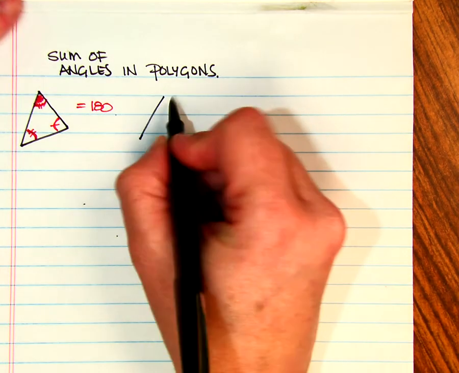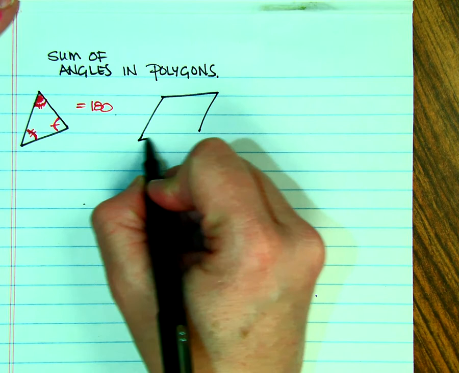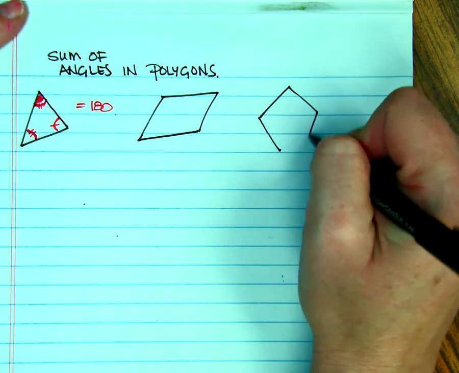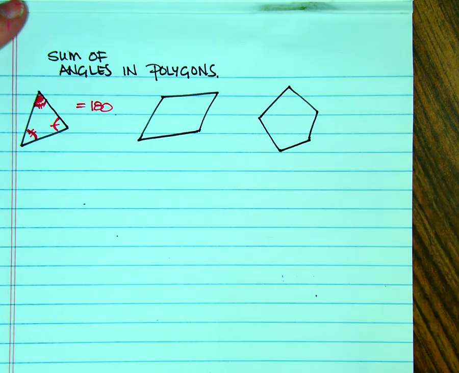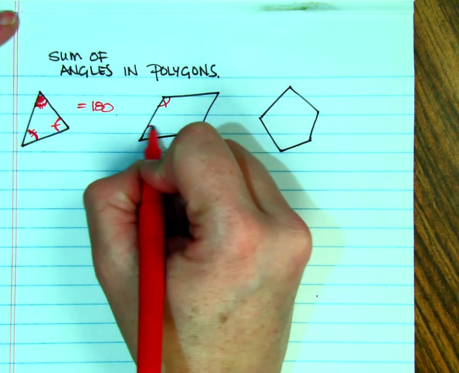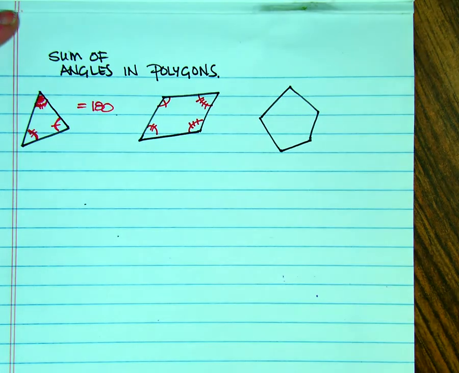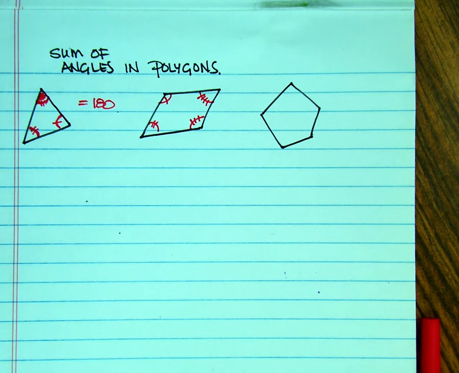But what happens when you add a side and it becomes a quadrilateral? Or what happens when you add another side and it is a pentagon? We need to know, what do all of these interior angles add up to? Okay? So there is a formula for that.